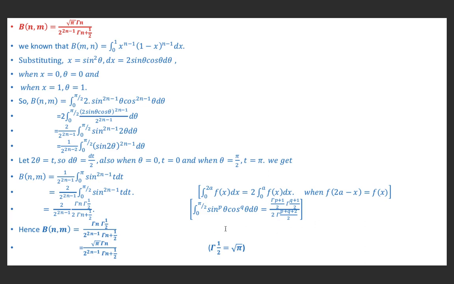Only then you will be able to prove these results. You should know the properties of definite integrals. You should know all the transformations of beta function and gamma function, which we have done in previous lectures and previous slides.